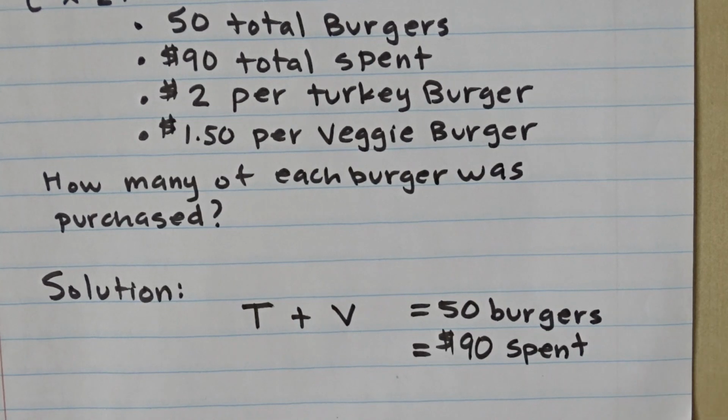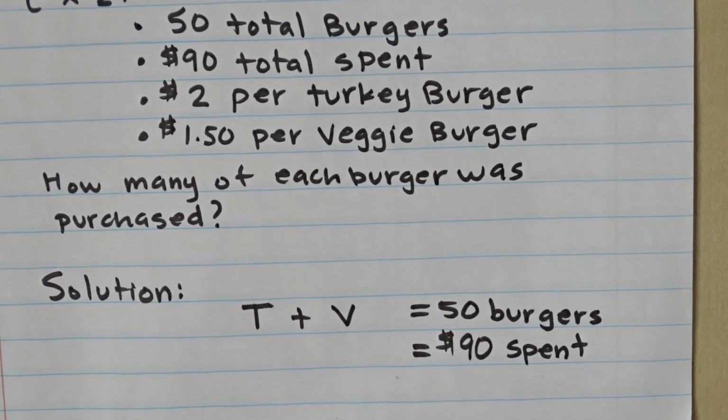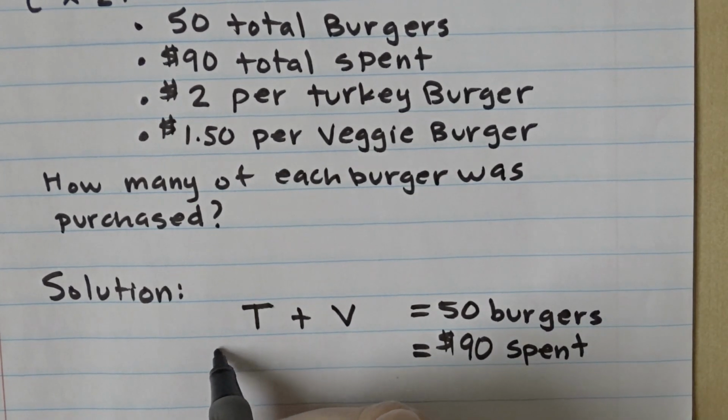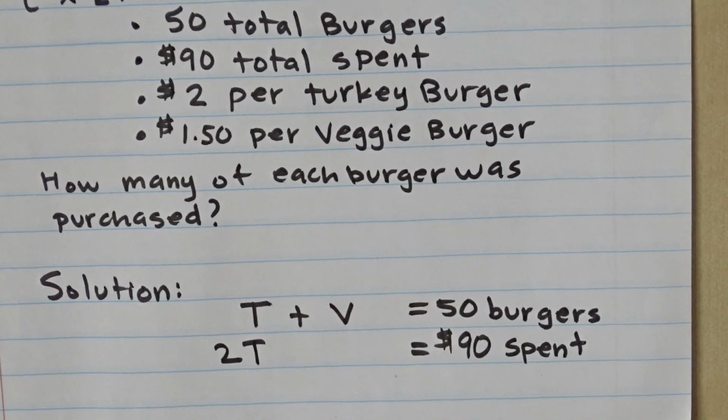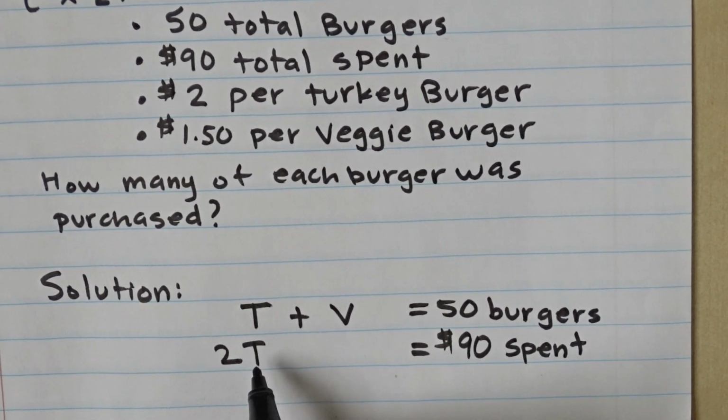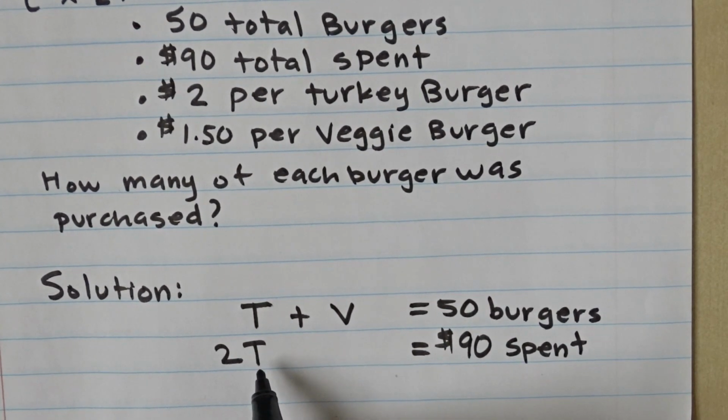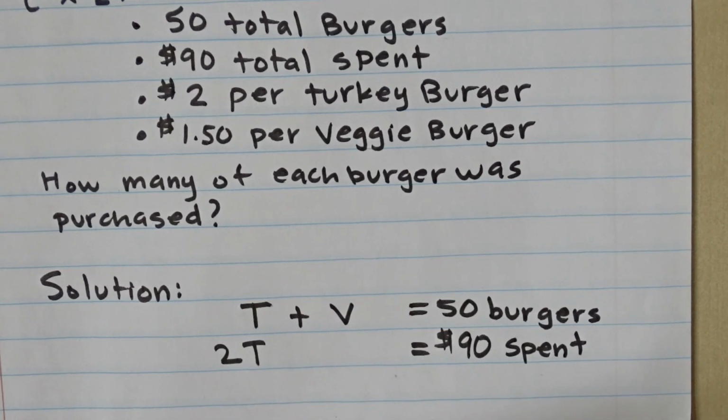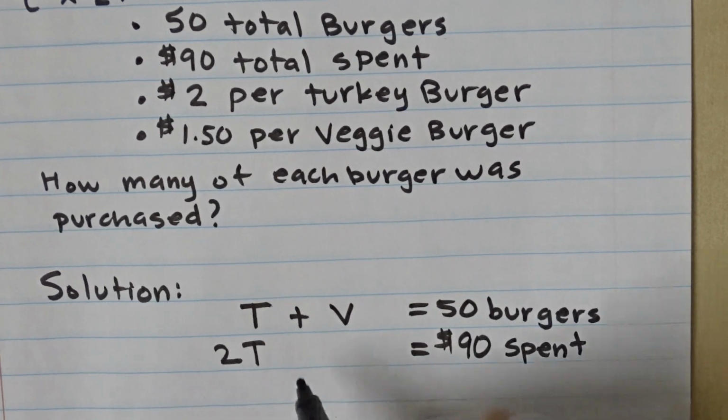Well, let's focus just on turkey burgers. If we know how much each turkey burger cost, what expression would be used to find out the total spent on just turkey burgers? It should have been 2 times T. Because if it's $2 for each turkey burger, if it was 2 burgers I purchased, it would be $4. If I purchased 3, it'd be $6. If I purchased 5 turkey burgers, that would be $10. So the way you calculate your total is the price for each one times how many you're buying.